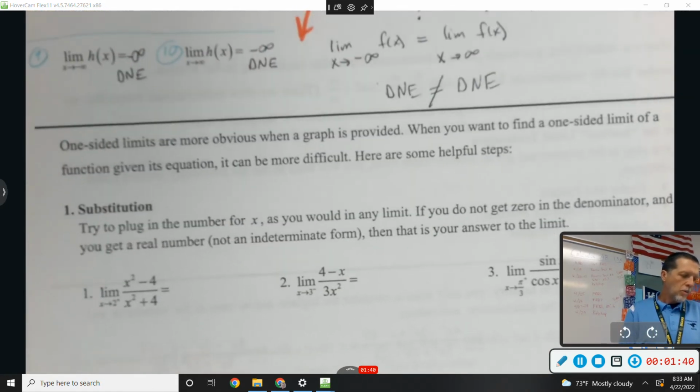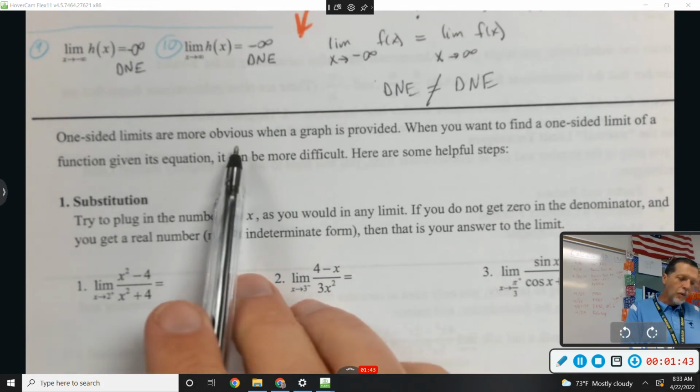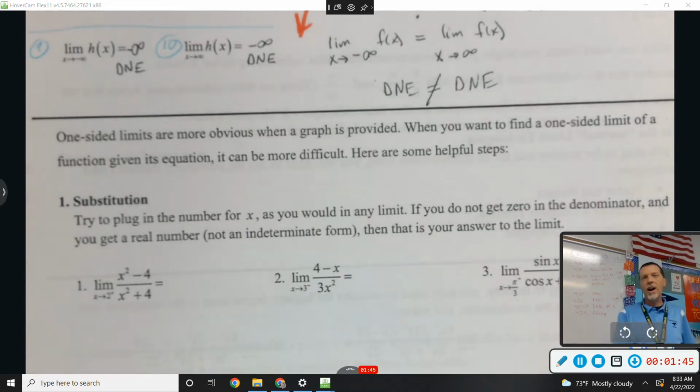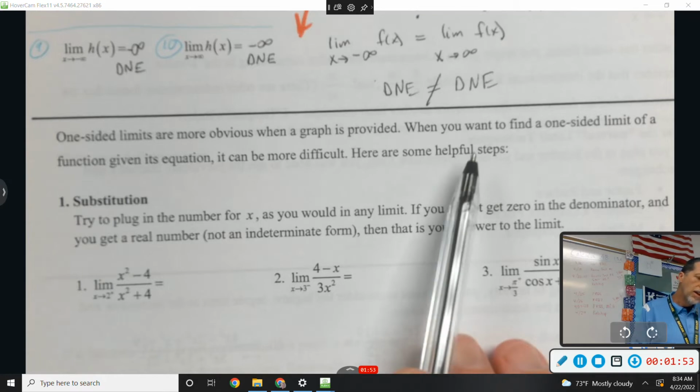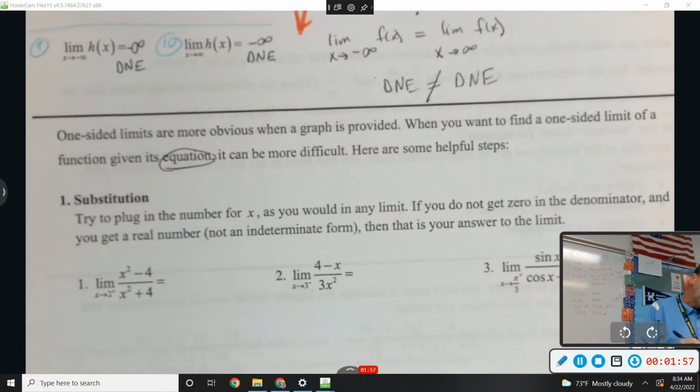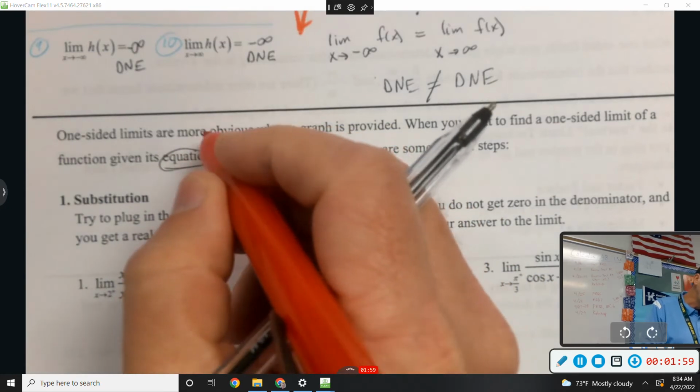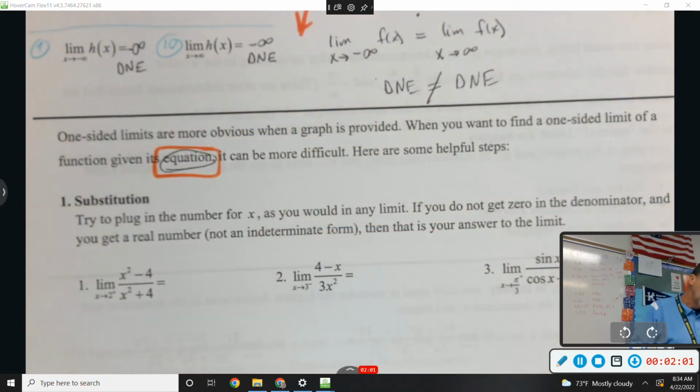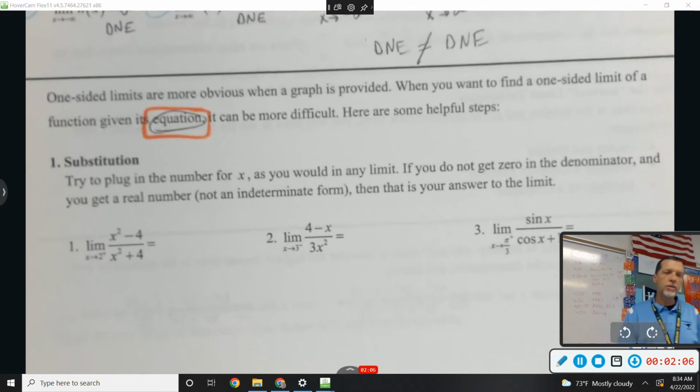All right, one-sided limits are hopefully easy at this point when you're looking at a graph, right? Like every one of the ones I called on you guys, you all got them right, from the left, from the right. No big deal when you have a graph. But when you want to find a one-sided limit from an equation, things can get a little more difficult. So one-sided limits from equations, that's what we're doing today.